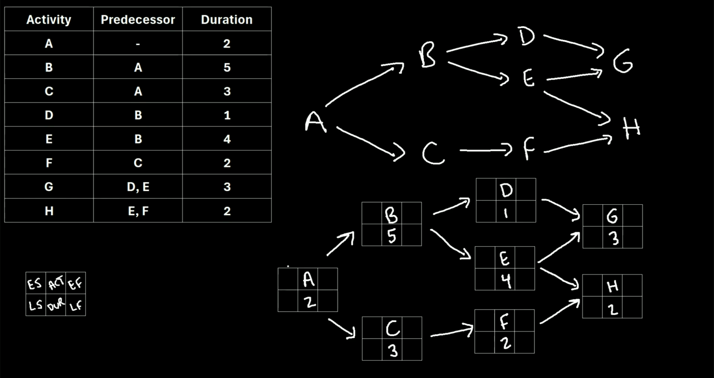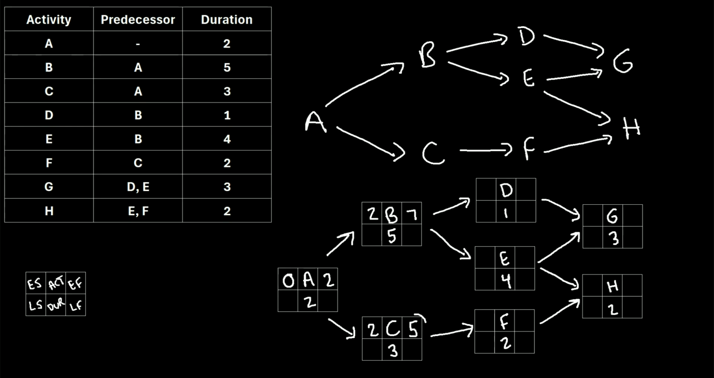So for the first activity A, the early start is just going to be 0. To find the early finish, we take the early start and we add the duration. So 0 plus 2 is 2. So the early finish for activity A is 2. Now we take this 2 and we move it into the early start for the activities that follow it. So for B and C, they both will get an early start of 2. And we just repeat the process. So for activity B, the early finish will be 2 plus 5, which is 7. For activity C, we have 2 plus 3, which is 5.